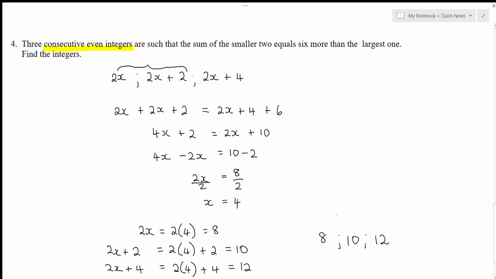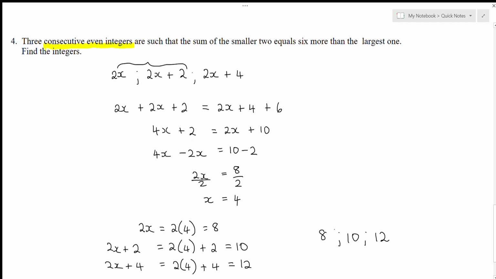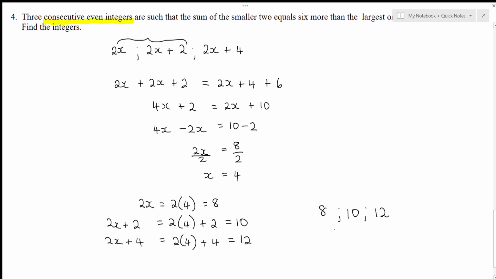Now, if we test what they've said here, it says that the first two, when you add them together, would be 6 more than the third number. 8 plus 10 is 18, and 12 plus 6 would give me 18. So 18 is 6 more than the third value.